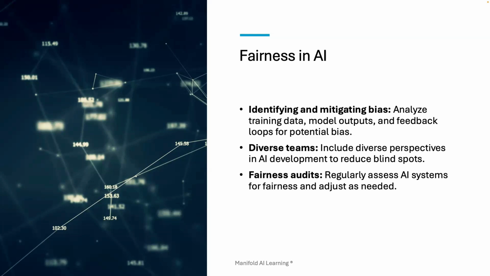Now, under this fairness, diverse teams. It's very important that whenever you are building any AI system, it should include diverse perspectives. This can be done by utilizing as much diversity as we have got in the training data set. Okay, that is what it means by diverse teams. And lastly, fairness audit. It's very important that we regularly assess these AI systems for fairness and adjust as required. This takes care of fairness in AI systems.